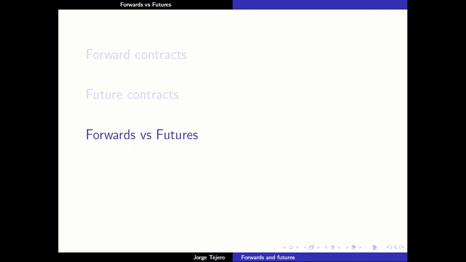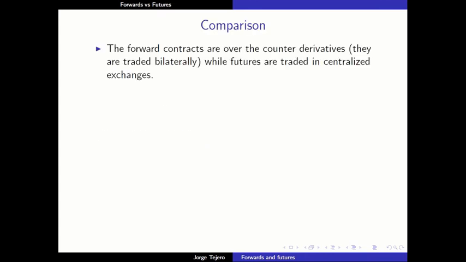We now make a brief comparison between forwards and futures. On the one hand, one of the most important differences is that forward contracts are over-the-counter derivatives. This means that they are traded bilaterally. We do not have an exchange where we can buy and sell forwards. Instead, what we do is contact some counterparty and trade with them in a bilateral way. This is opposed to the way in which futures are traded, as they are bought and sold in centralized exchanges.